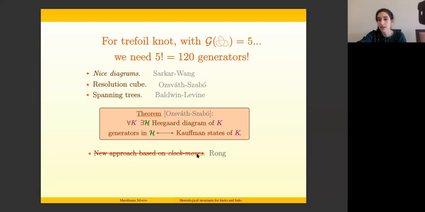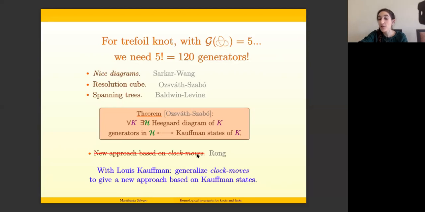And this was part of my thesis. With Louis Kauffman, one project that we are trying to do is to generalize those clock moves to give a new approach to knot Floer homology based on Kauffman states. But this project is quite ambitious, and it's still in the first steps. But yeah, that is something we would like, that would be nice to have.